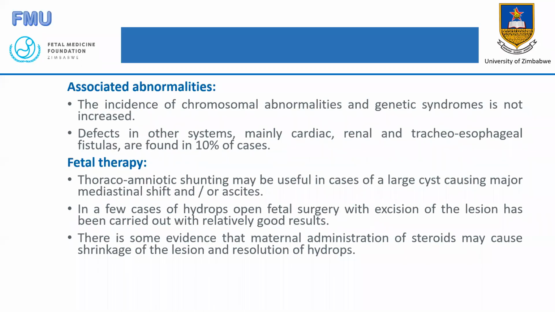Associated abnormalities: the incidence of chromosome abnormalities and genetic syndromes is not increased. Defects in other systems, mainly cardiac, renal, or tracheoesophageal fistula, are found in about 10% of the cases. Again, I emphasize, if you pick up one lesion, please don't think you've finished your work. The rest of the systems have to be checked properly. If you are not competent in checking the rest of the systems properly, you refer to the fetal medicine fetal defects clinic, so that we can check all the systems properly and make sure this is an isolated lesion.